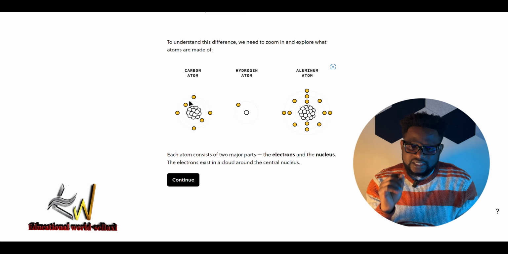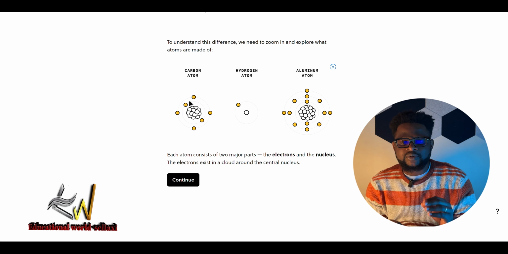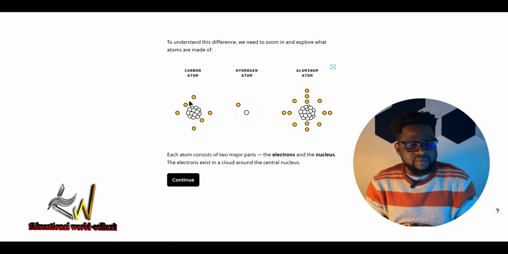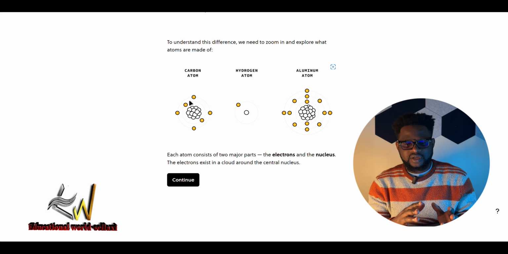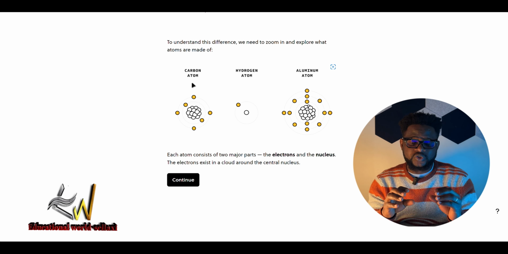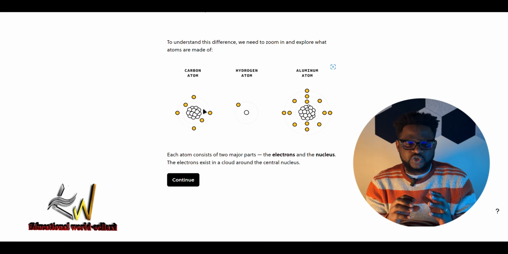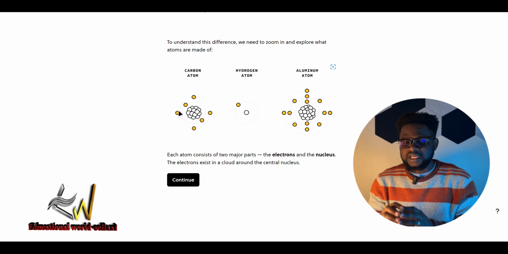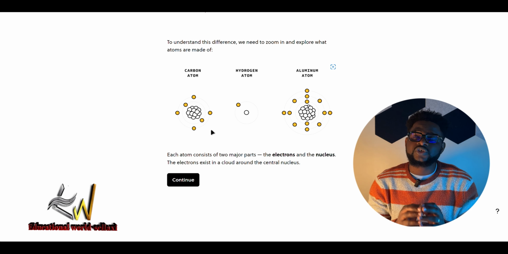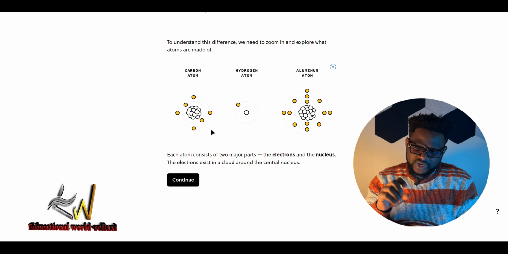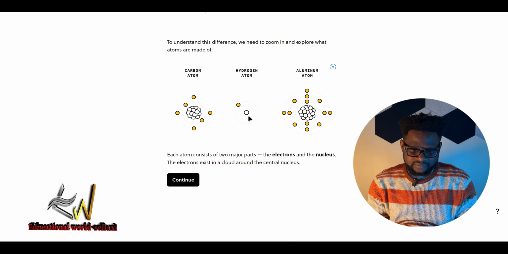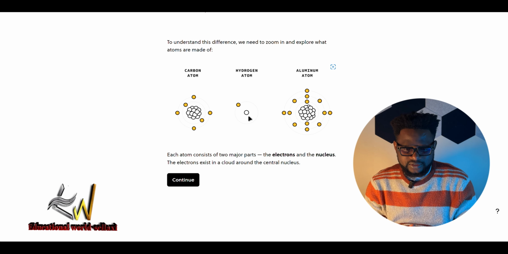To understand this difference, we need to zoom in and explore what atoms are made of. Atoms are made of electrons that revolve around a nucleus that constitutes the core. So we have the nucleus and the electrons. The electrons exist in a cloud around the central nucleus. The nucleus here bears the core identity of the element. You will see that. So let's continue.